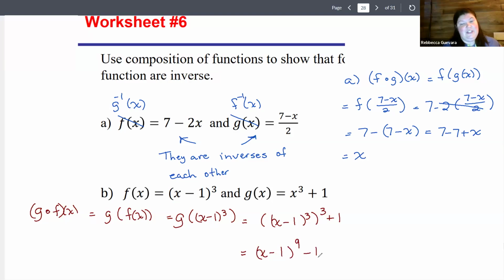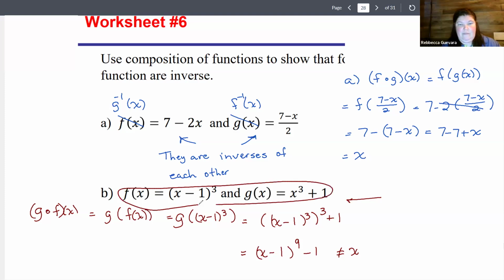And what we see here is that these, in fact, are not actually inverses because this is not x. So these ones are, in fact, not inverses of each other. So like I said, this is quickly how we can show if two functions are inverses of each other or not. Their composition would be x. If they're inverses, if it's anything other than x, they are not inverses.